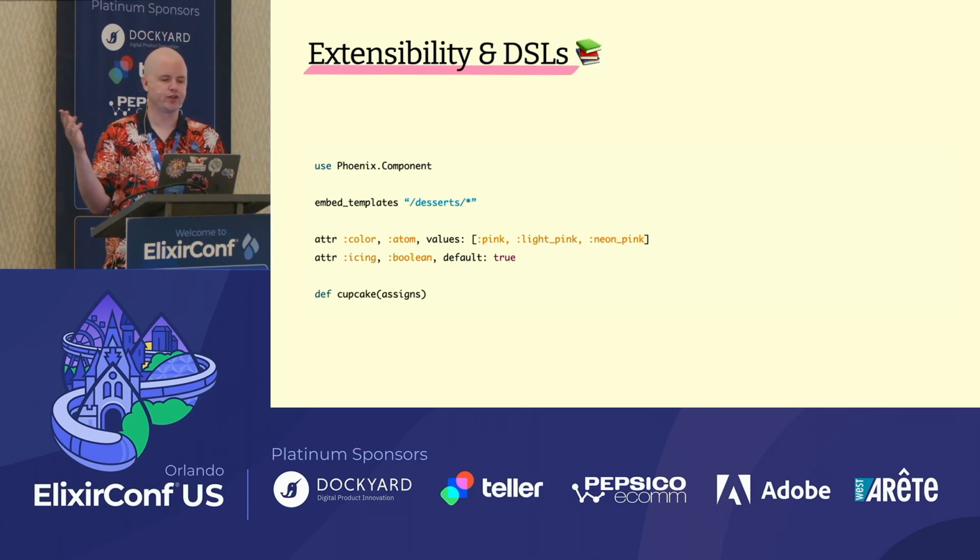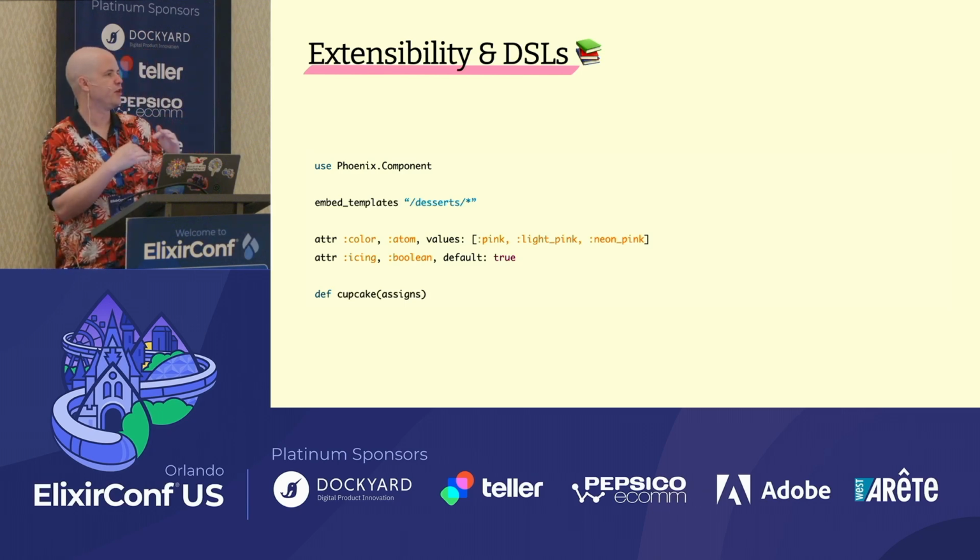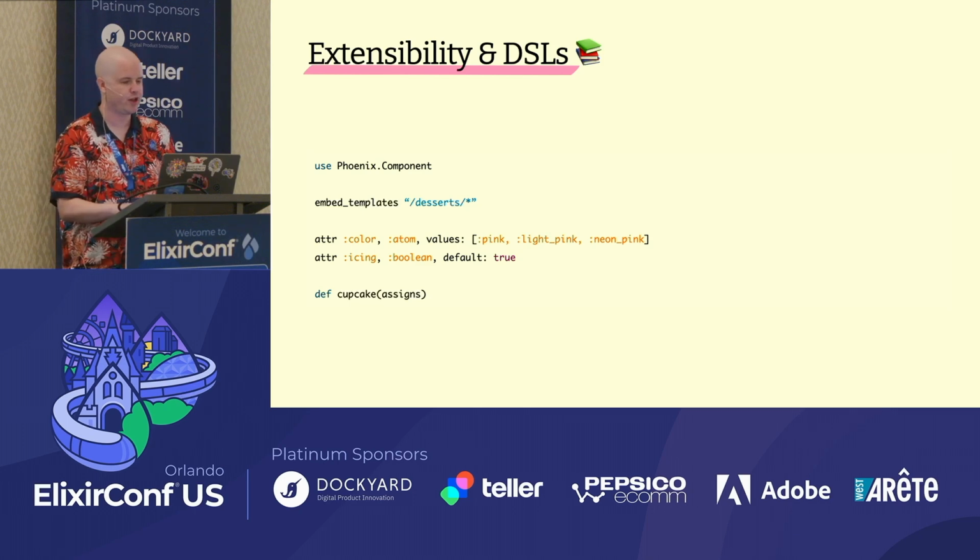You'll notice that the parentheses are optional. But what this is doing is it's telling my component that all my template files are in a different directory, in this desserts subdirectory. And I'm going to keep this module kind of clean. It's just going to list the attributes and names of my components. So I've got a couple attributes here, one for color, one for icing.